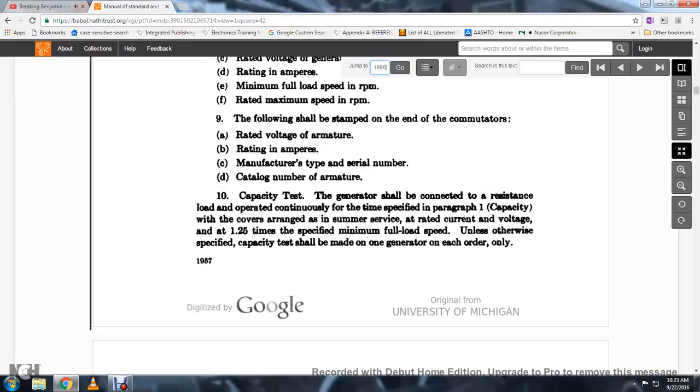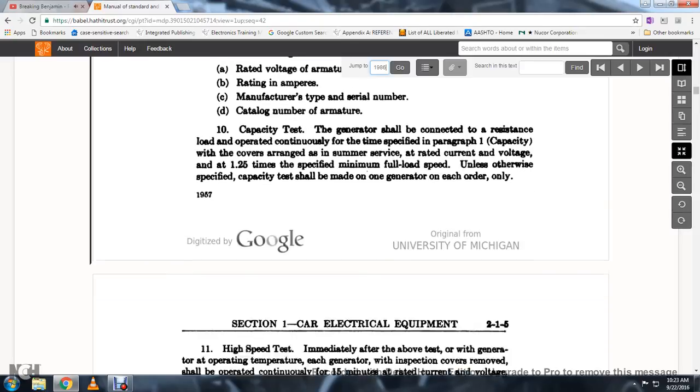10. Capacity test. The generator shall be connected with a resistance load and operated continuously for the time specified in paragraph 1 on capacity, which is to cover the range for the service, at the rated current and voltage at 1.25 times the specified minimum following speed. Unless otherwise specified, the capacity test shall be made on one generator on each order only.